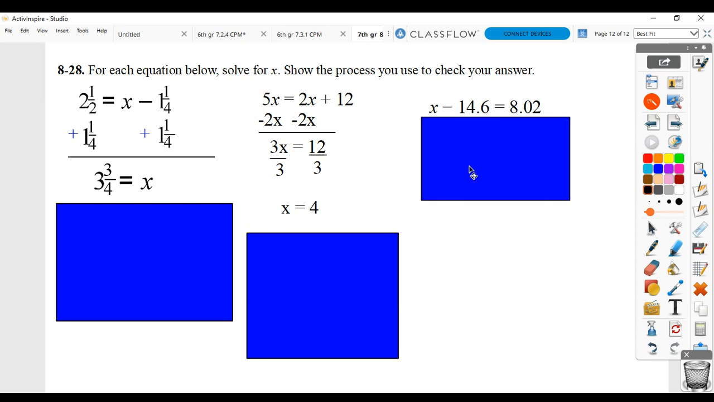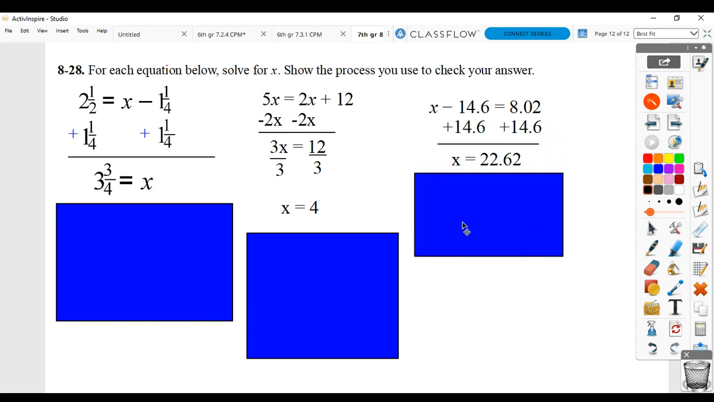And for this one, you'd add 14 and 6/10 to both sides. And you get x equal to 22 and 62/100. And again, make sure you show your check.